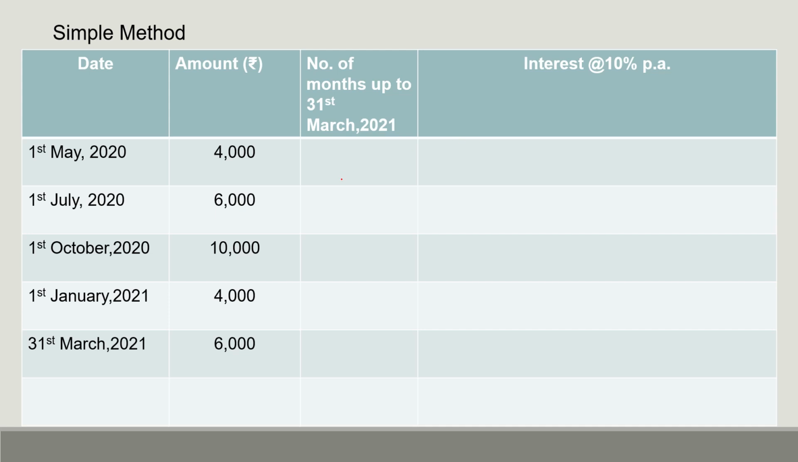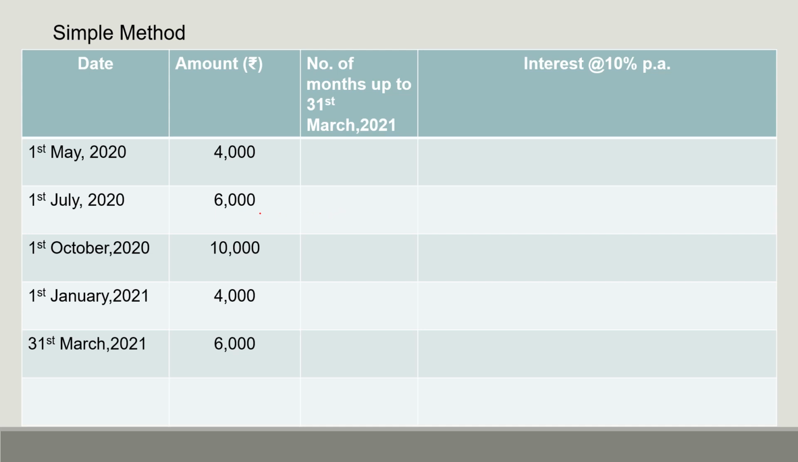You have 2 additional columns. One, number of months up to 31st March 2021, that is till the end of that particular accounting year. And the fourth column is for calculation of the interest at the rate of 10% per annum. Now let us start with the calculation.